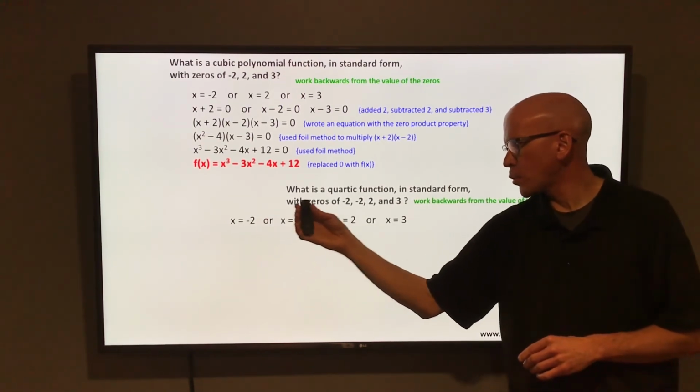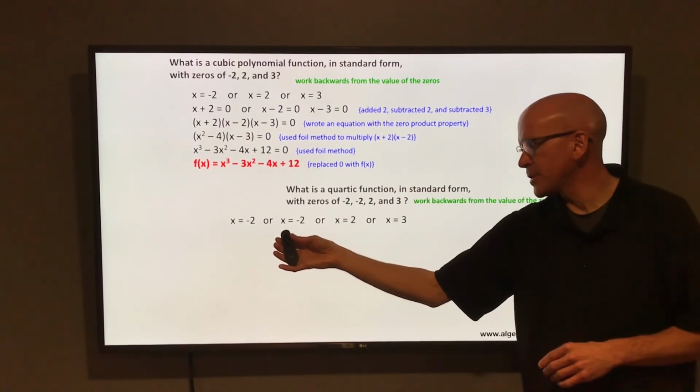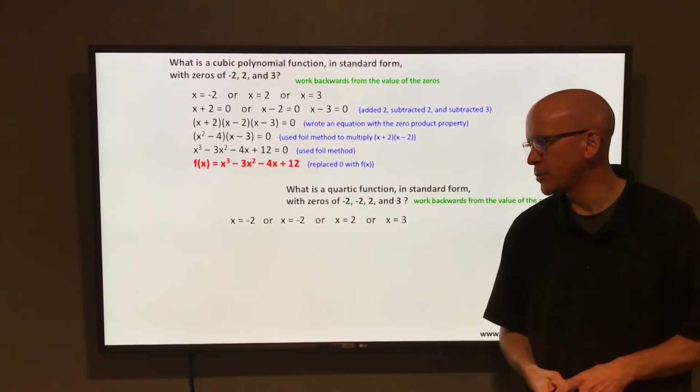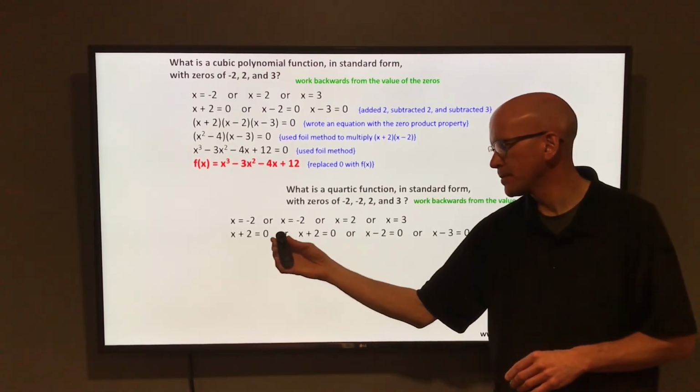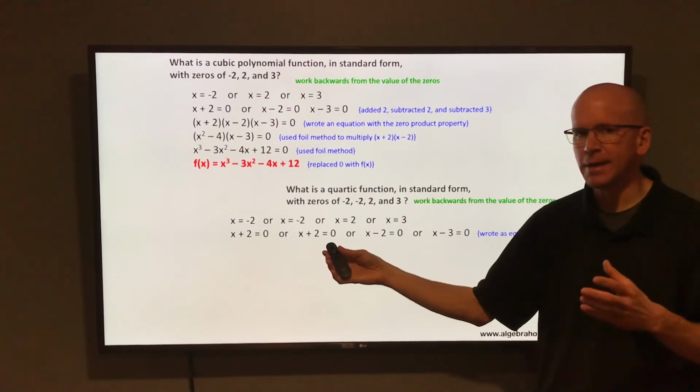So to get the quartic function in standard form, get each of these equal to 0, as we did up there. So in that first equation, add 2 to both sides, you have x plus 2 equals 0. Use that -2 again, you have x plus 2 equals 0 again.